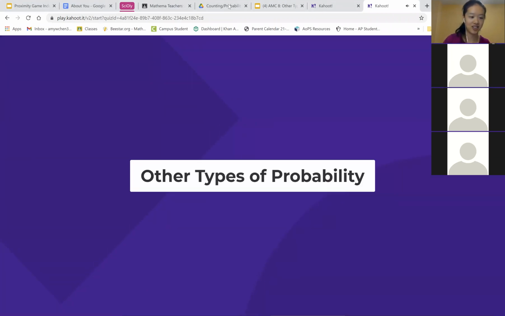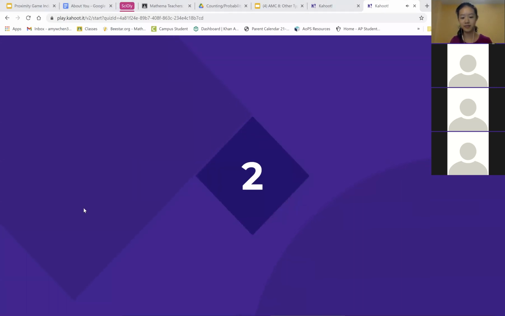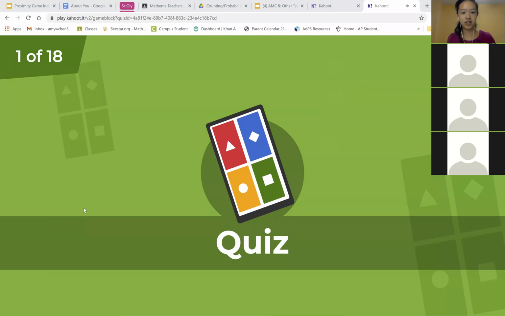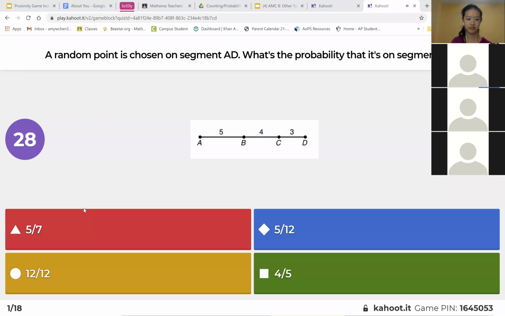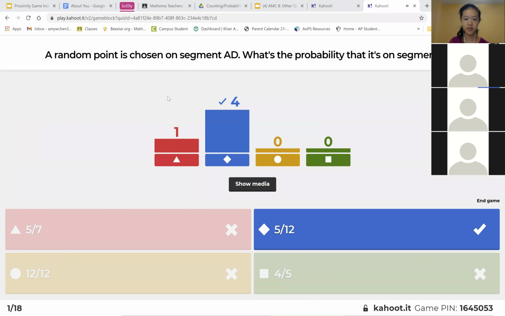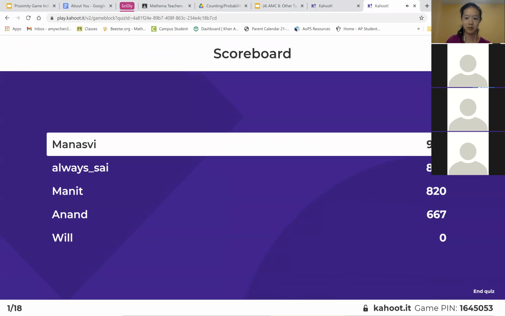All right, let's get started. Other types of probability. Okay, first question. A random point is chosen on segment AD. What's the probability that it's on segment AB? Oh, yay. Most of you got it. Yep. Wow, leaderboard. Good job, Monosv.